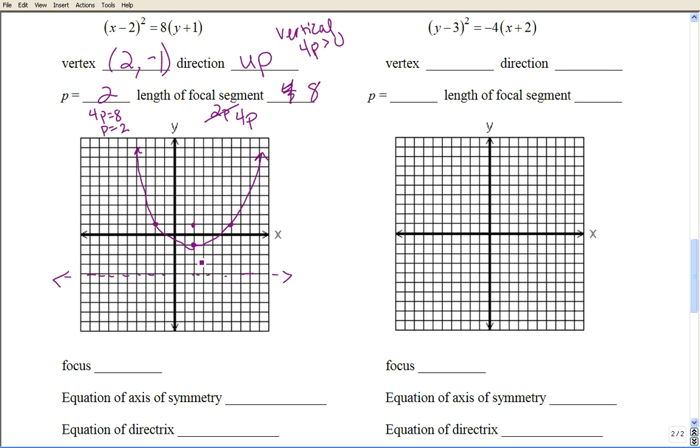And there's our parabola. So the focus was at (2, 1). The equation for the axis of symmetry, that's perpendicular to the directrix, goes through the vertex and the focus, and that is the line x equals 2. And then the equation of the directrix, that horizontal dashed line right here.